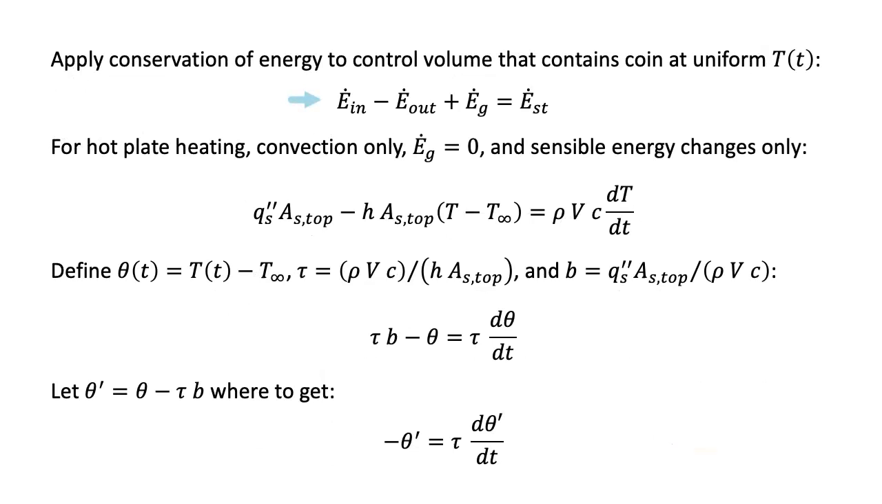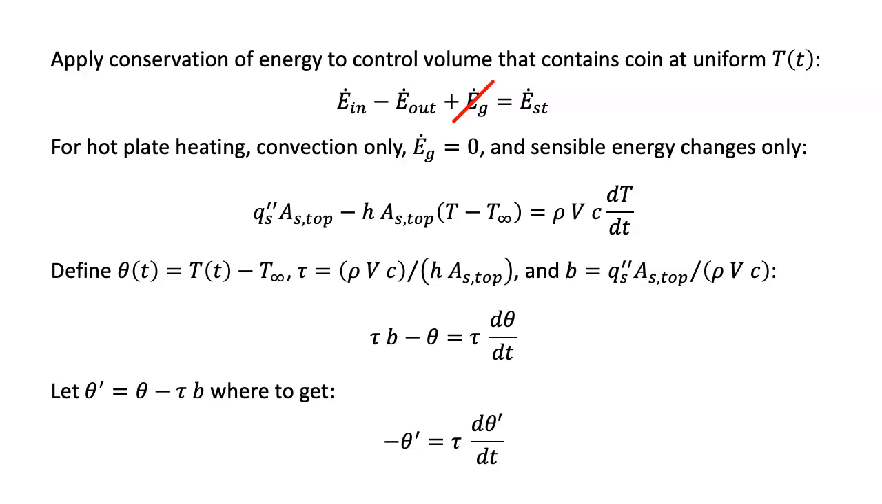We now begin our analysis by applying conservation of energy as a rate equation to a control volume that contains the coin, which is the same as for part A. By assumption 3, the energy generation term is still 0. However, we are now solving for temperature as a function of time and must keep the energy storage term.